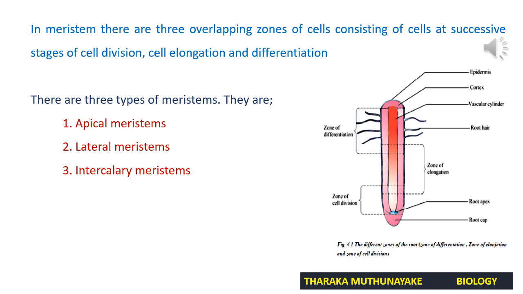In meristems, there are three overlapping zones of cells consisting of cells at successive stages of cell division, cell elongation, and cell differentiation. We mentioned those earlier in the shoot apex and root apex as well. Then there are three types of meristems. Those are apical meristems, lateral meristems, and intercalary meristems. We can discuss each of these meristems after this slide.